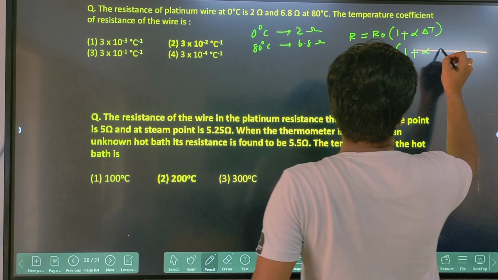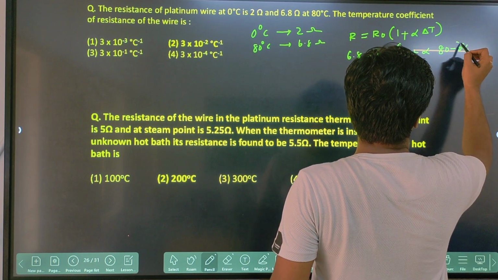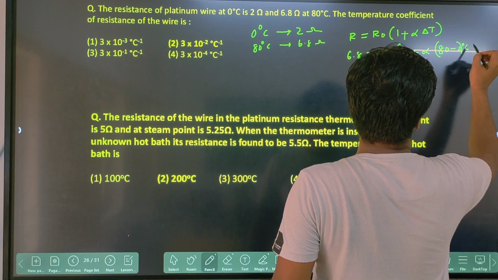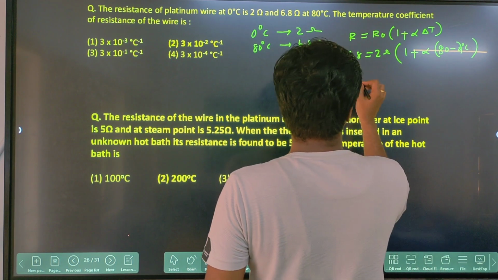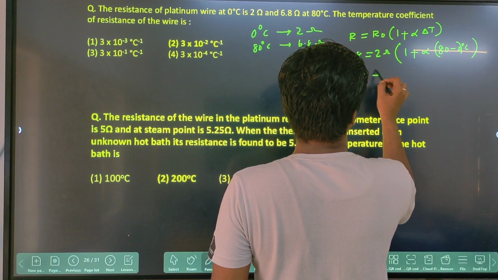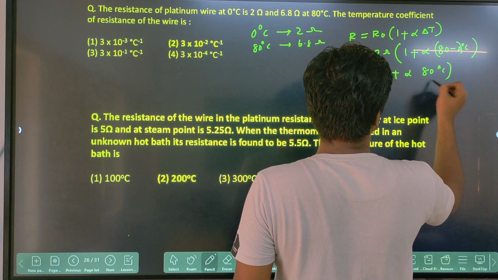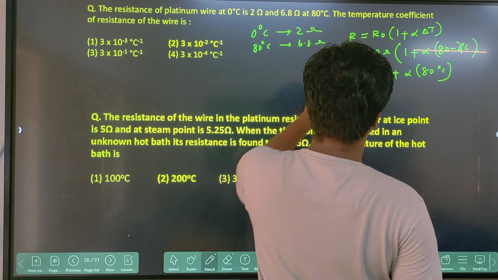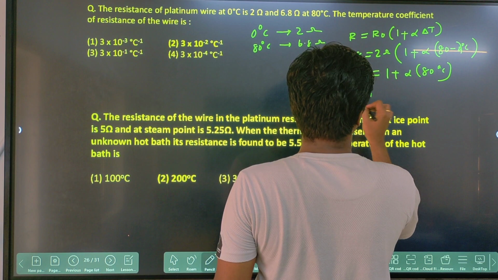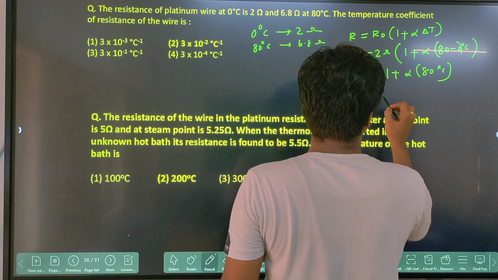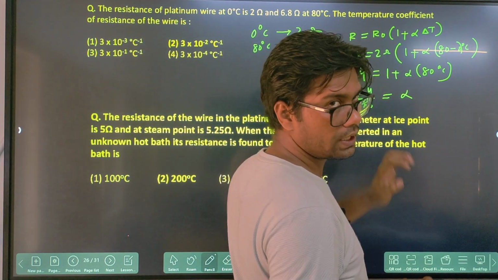Delta T is how much? 80 minus 0 degrees Celsius. I am just putting the 0 degrees Celsius outside. Clear? So it will come 3.4 equals 1 plus alpha into 80 degrees Celsius. So 3.4 minus 1 will be 2.4, divided by 80, equals alpha. And the alpha unit is inverse of degree Celsius.